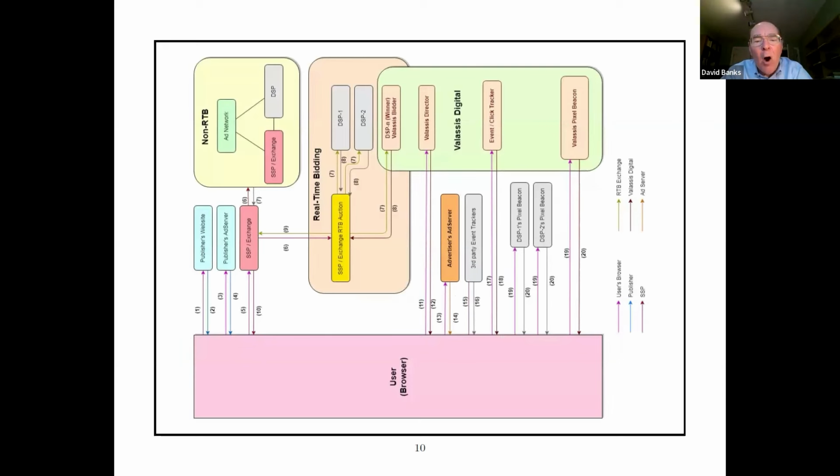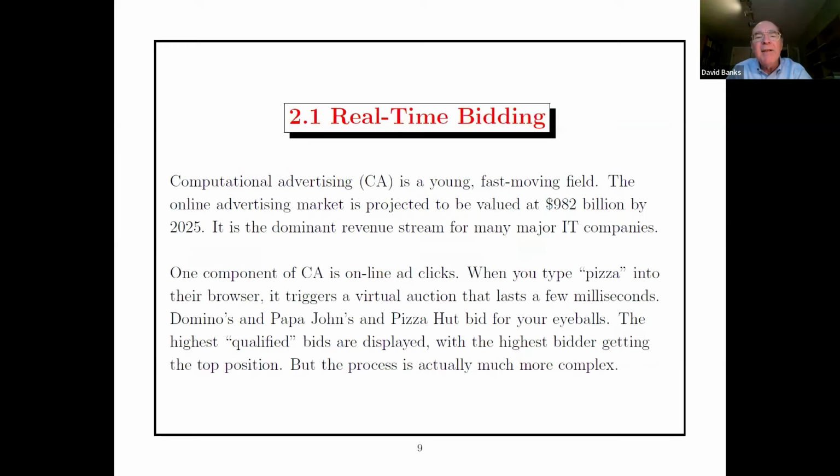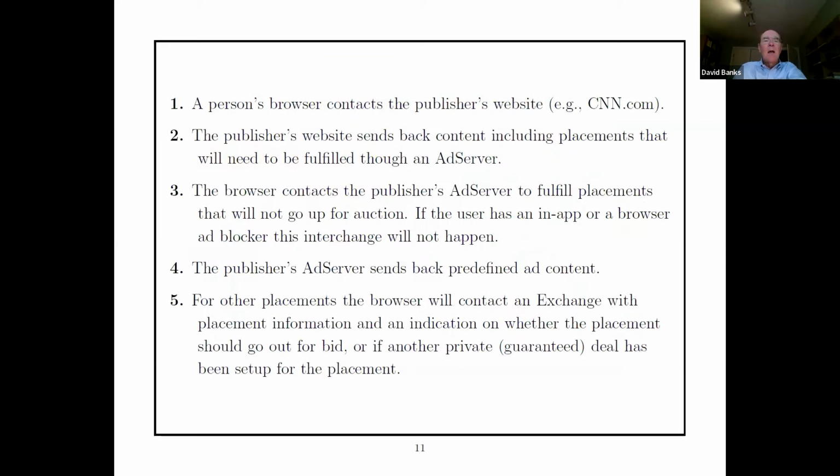Here's a diagram of how the auction goes. The pink rectangle at the bottom is the user, and his browser then reaches out and touches a website, and that triggers a complex exchange that executes within 10 milliseconds. So your browser might contact the publisher's website like CNN.com or the New York Times. The publisher sends back ad content, including placements that need to be filled through the ad server. The browser contacts the publisher's ad server to fulfill the placements that are sort of pre-designated. So CNN will say, we want to have some advertising, perhaps for CNN itself, and then we're going to put that out on the website's real estate.